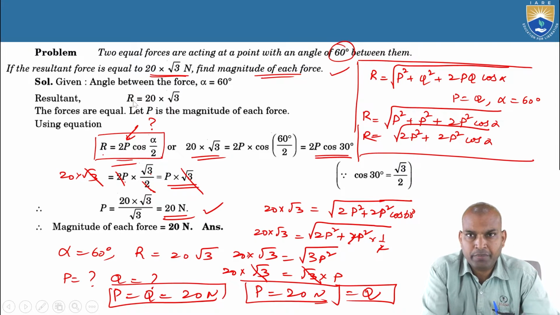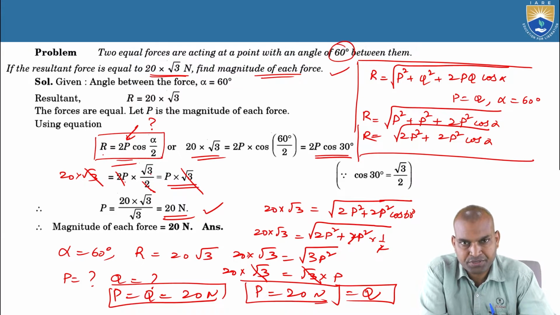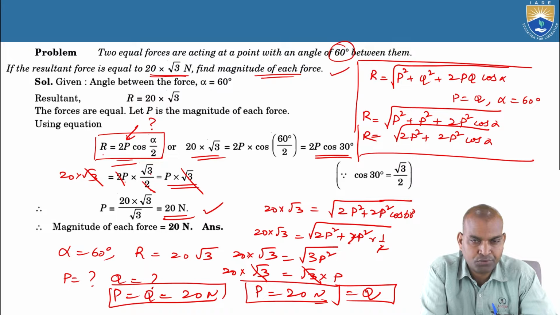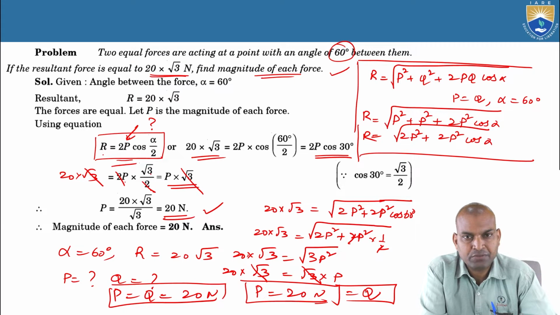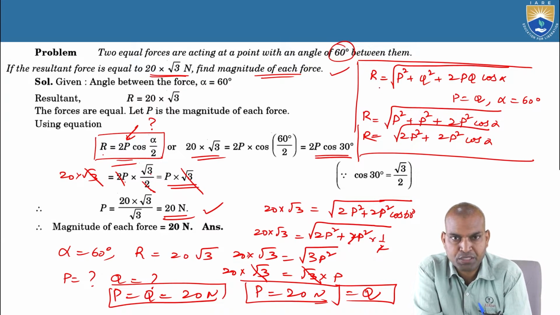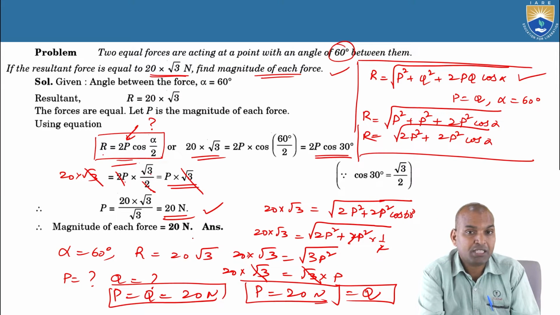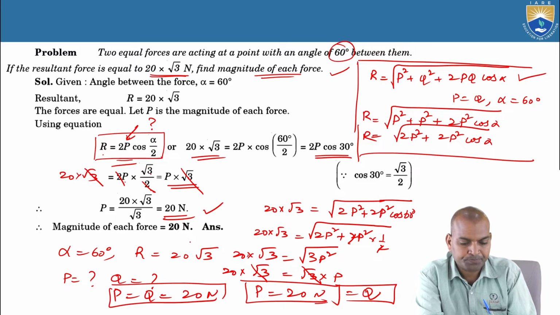In this problem, we solved by using two methods. One is we directly applied the concept of the resultant force when two forces P and Q are acting and the angle between them is alpha. By using that formula, R equal to the square root of P square plus Q square plus 2PQ cos alpha, we solved the problem.